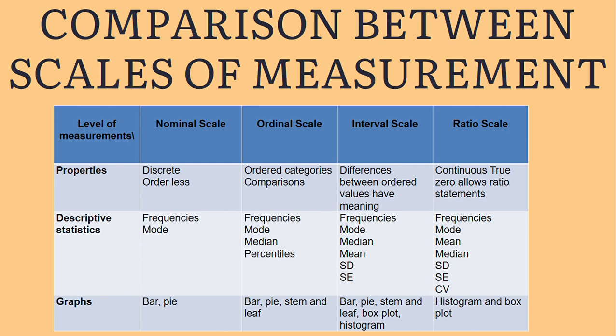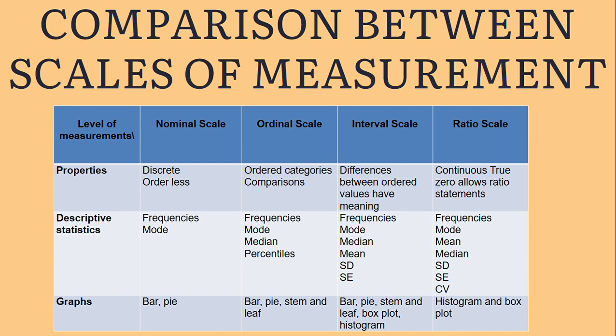For the interval scale, we can calculate frequencies, mode, median, mean, standard deviation and standard error also. For the ratio scale, frequencies, mode, median, mean, standard deviation, standard error, and coefficient of variation. So these are, for example, the weight and height of the subjects.